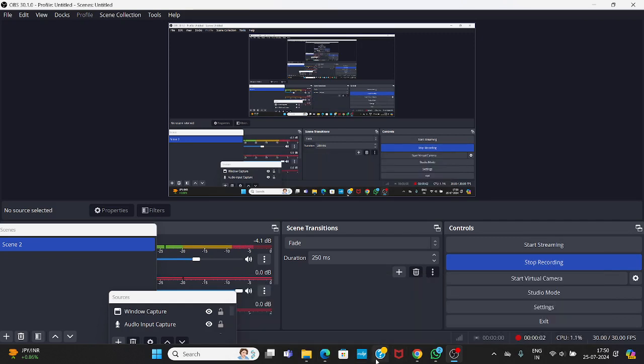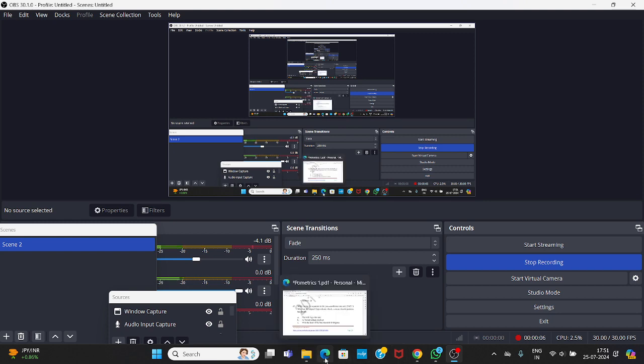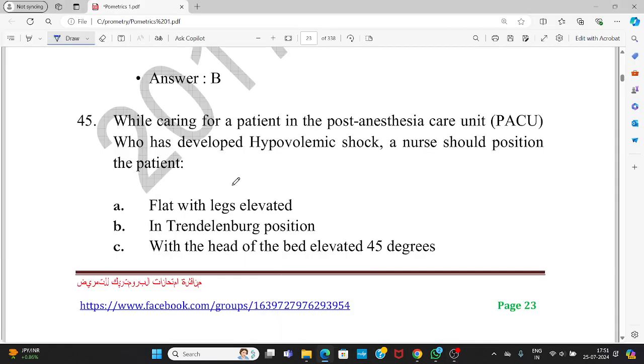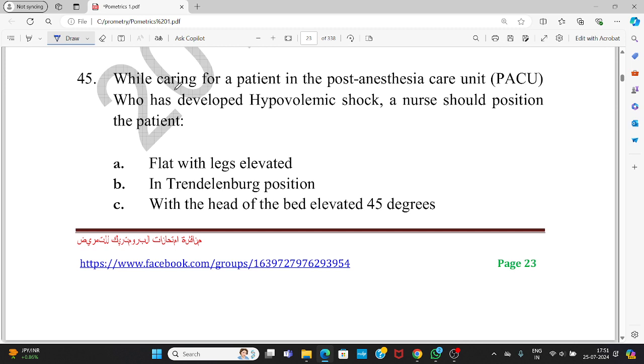Okay, so let's have the other set of questions for Prometric. These are some of the important questions. While caring for a patient in the post anesthetic care unit, that is PACU, who has developed hypovolemic shock, all of a sudden the patient is having hypovolemic shock, which means there is decreased fluid. The nurse should position the patient.